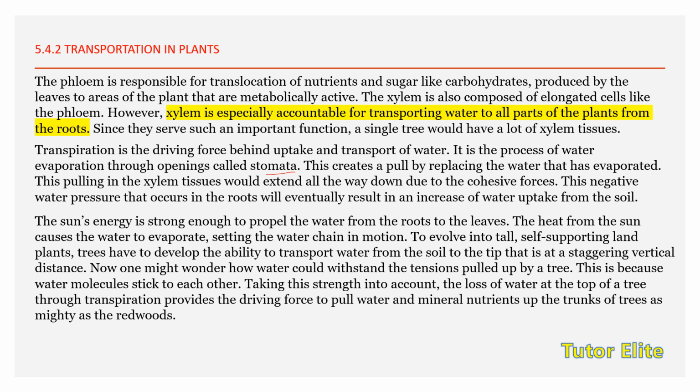This negative water pressure that occurs in the roots will eventually result in an increase of water uptake from the soil. The sun's energy is strong enough to propel the water from the roots to the leaves. The heat from the sun causes the water to evaporate, thus setting the water chain in motion. They evolved into tall, self-supporting land plants.